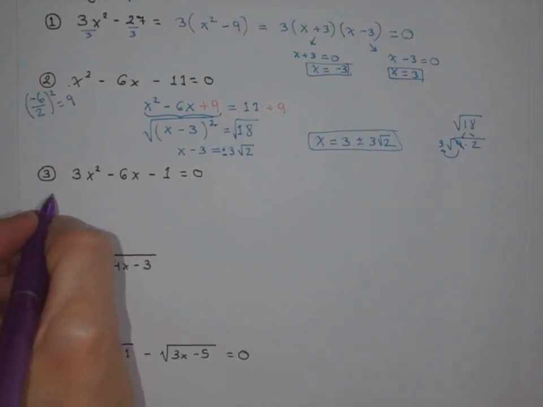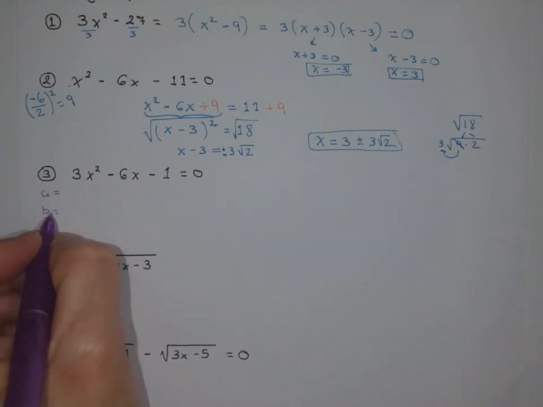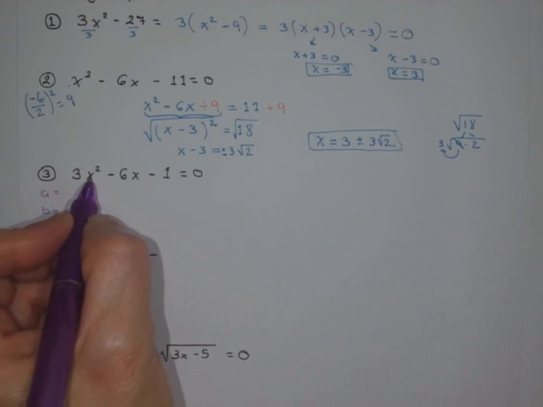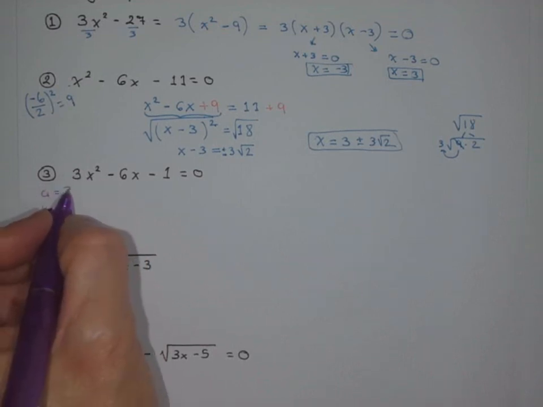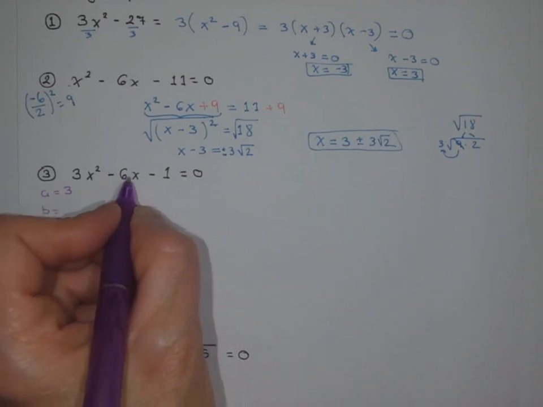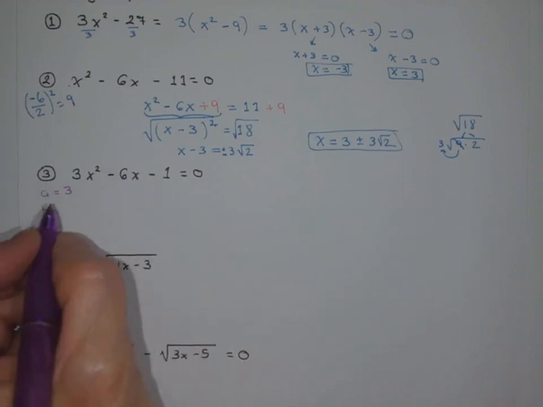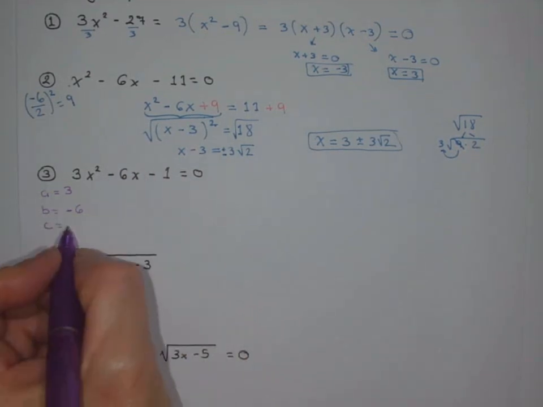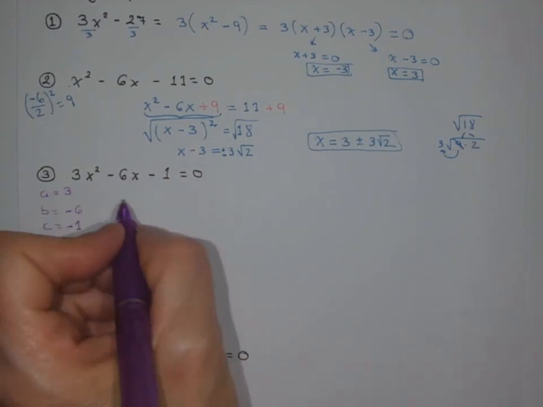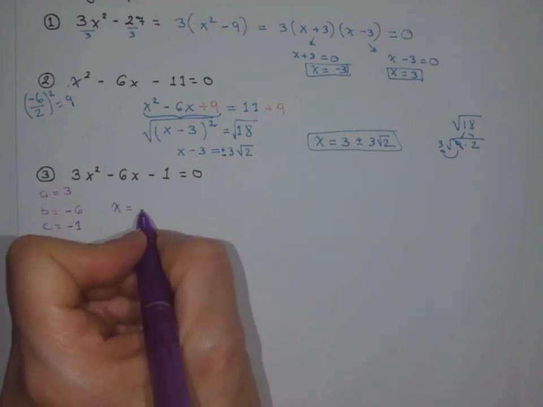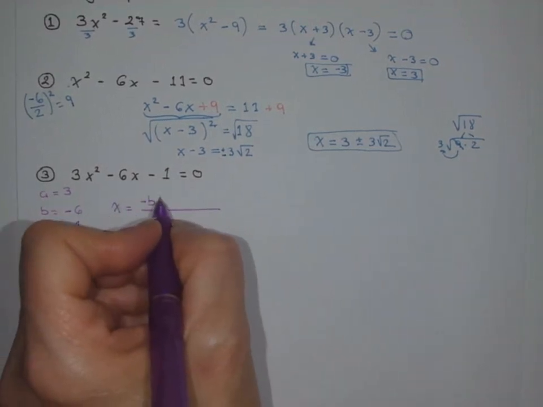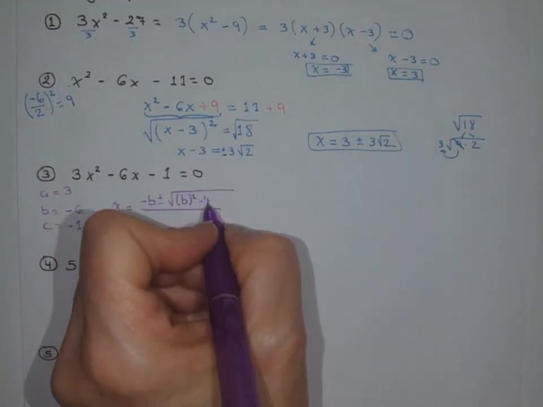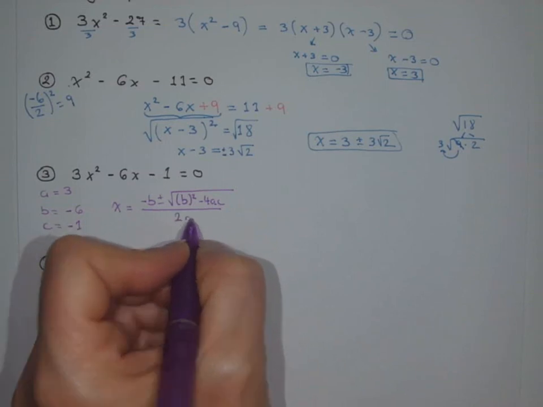For the quadratic formula, we need a, b, and c. A is always the coefficient in front of your quadratic term, so in front of x squared, so that will be a 3. B is always the coefficient in front of your linear term, in front of the x to the first power, that will be negative 6. And c is always the constant, the number that doesn't have a variable. And then the quadratic formula itself is x is equal to negative b plus or minus the square root of b squared minus 4 times a times c all over 2a.